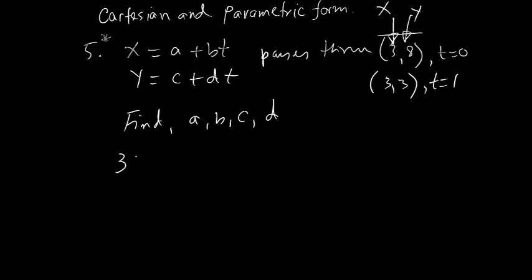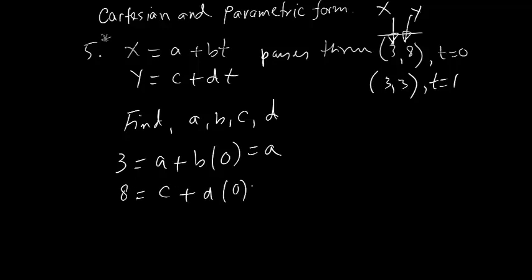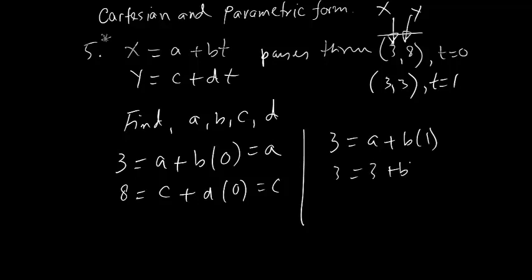x equals 3, a plus b times t, where t is 0. This is a. So you got a equals 3. Next, y is 8, c plus d times 0, so you got c. You got a equals 3 and c equals 8. Now use the point with t equals 1. In this case your x is 3 and t equals 1, so a plus b times 1. Make sense? So you get 3 equals a, which we already found as 3, plus b. That means b equals 0.